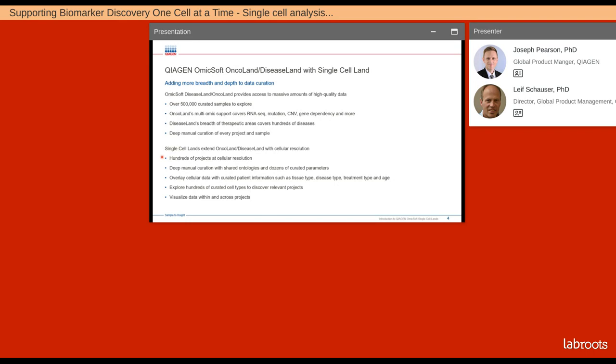Use our controlled vocabularies and extensive curated metadata to find the most relevant data sets. Explore hundreds of manually curated cell types from these projects, and visualize expression data within and across projects to clearly see exactly where your genes are expressed.